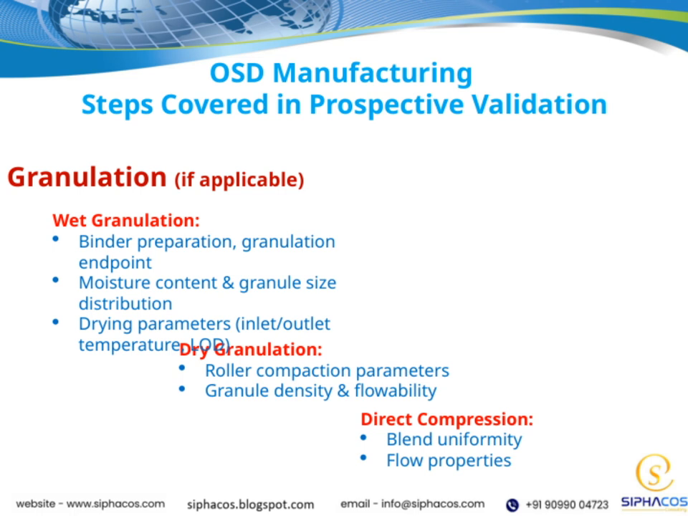Moving on to wet granulation, this process involves preparing the binder and determining the optimal granulation endpoint. It's important to carefully control the moisture content and the resulting granule size distribution, as these influence tablet strength and dissolution. Additionally, drying parameters such as inlet and outlet temperatures, as well as loss on drying, need to be optimized to achieve the desired moisture level without damaging the granules.